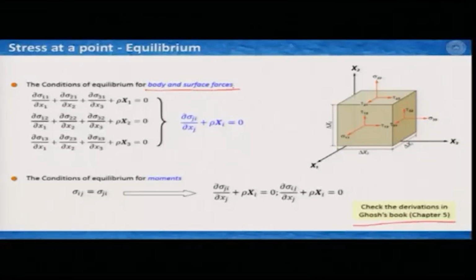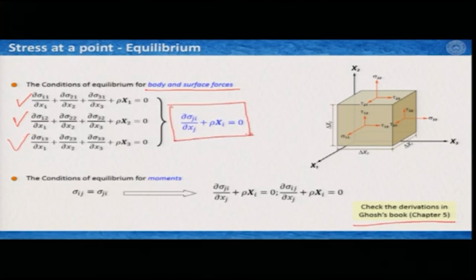So, if it has to not translate, then we have to consider the body and surface forces. That means the sum of body and surface forces in a particular direction should be 0. That means they are balanced. So, this is for the x1 direction, this is for the x2 direction, this is for the x3 direction. You can get these three equations, and in index notation form you can write it this way.